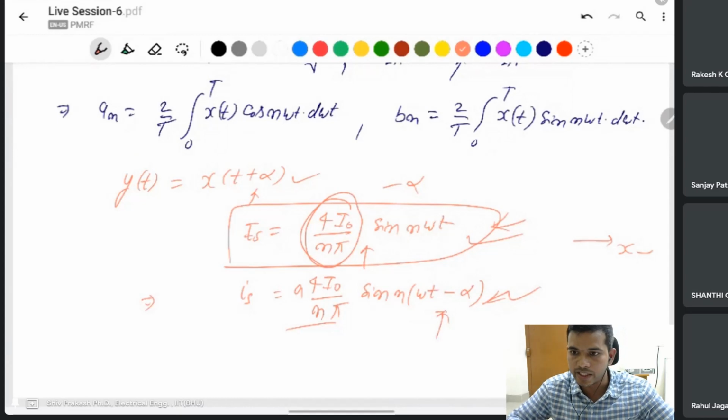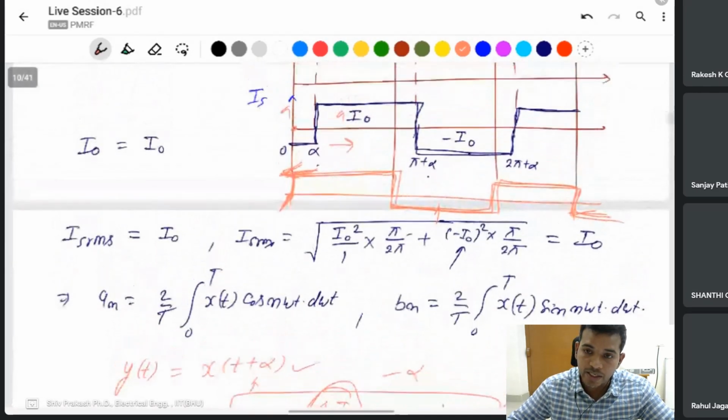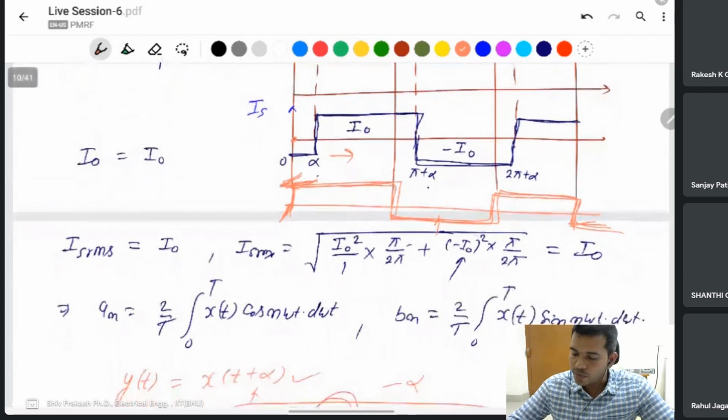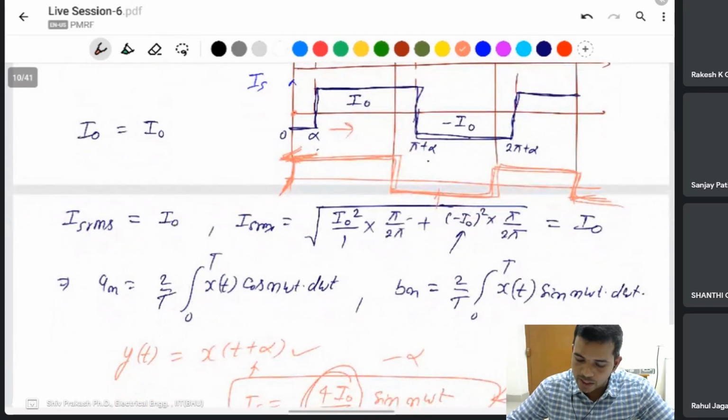If you take a delay or advance, that is an x-axis operation. If you multiply by some constant in magnitude, that is a y-axis operation, and the y-axis is affected. If you take an x-axis operation, then the y-axis will not be affected. And if you take a y-axis operation, then the x-axis will not be affected.